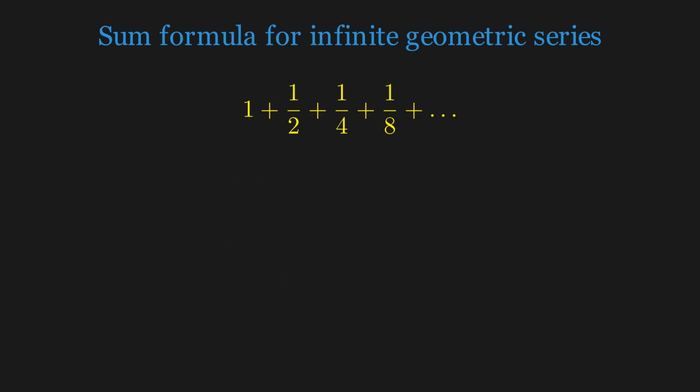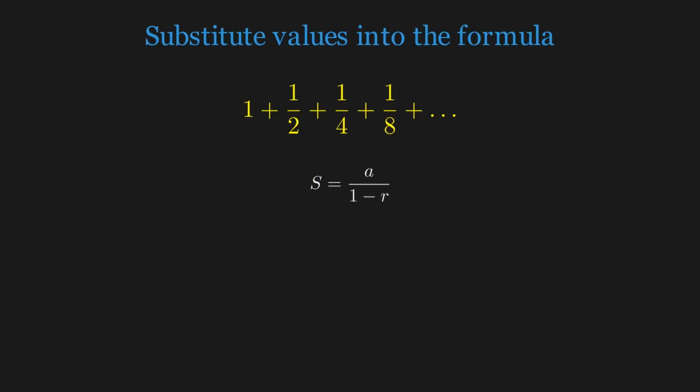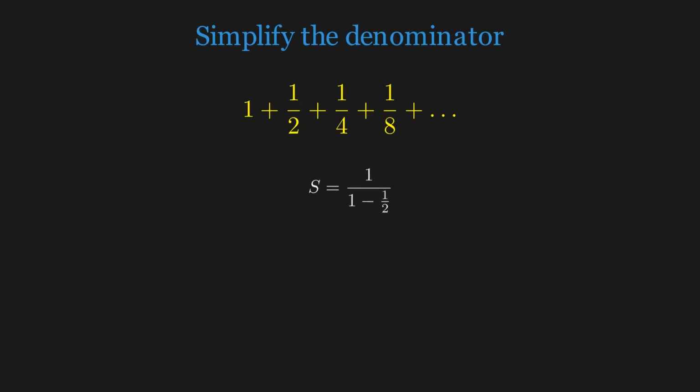Now, let's plug our values into the formula. We replace the value of the first term a with 1 and r with 1/2. Our next step is to simplify the denominator. We start with 1 minus 1/2. Subtracting these, we get 1/2 in the denominator.